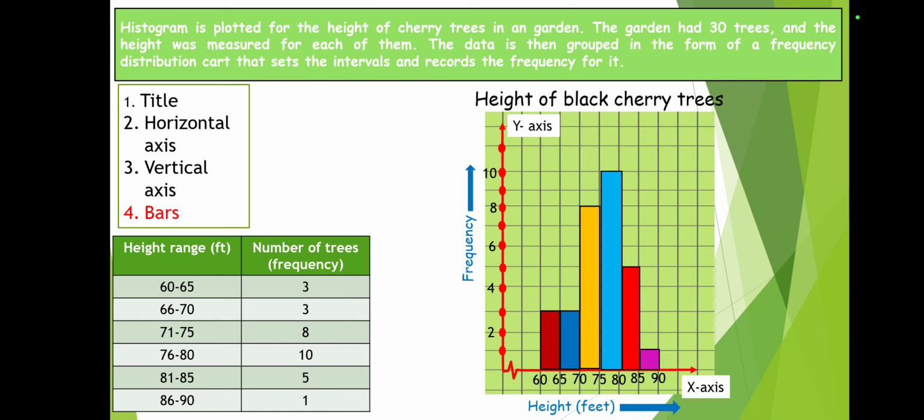Okay, so you can see it is very easy to understand. Most of the trees have got height of 75 to 80 feet range, meaning almost 10 trees. Among 30, 10 trees have got the height of 75 to 80 feet. So it is very easy to visualize as such.